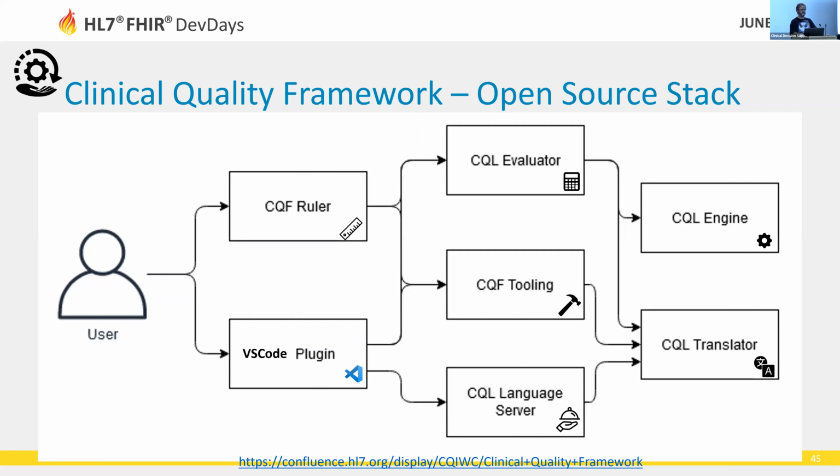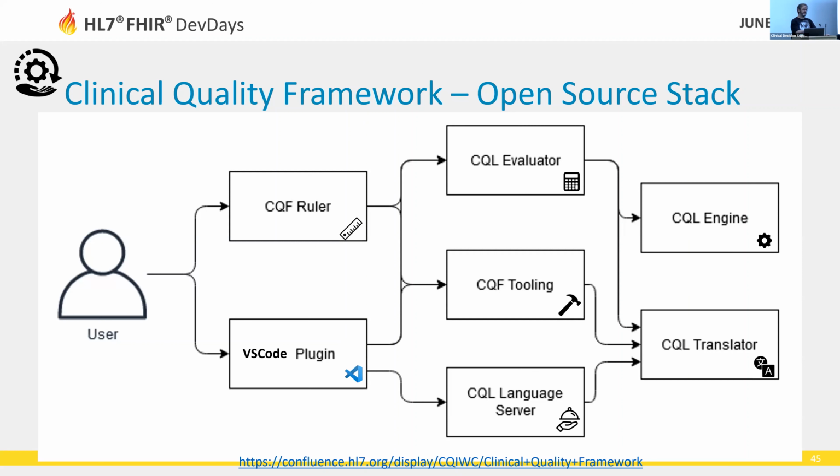So it starts with the CQL translator, which is a CQL to ELM translator. The engine that actually can run the output of the translator, so that's the actual expression logic. There's a language server that wraps up the translator and exposes those capabilities to the VS Code plugin. So you can actually, in VS Code, author CQL and execute it and test it as you're going. CQF tooling is a grab bag of tools for helping publish, and then the evaluator pulls all those things together and actually does evaluation of CQL against FHIR in different contexts.